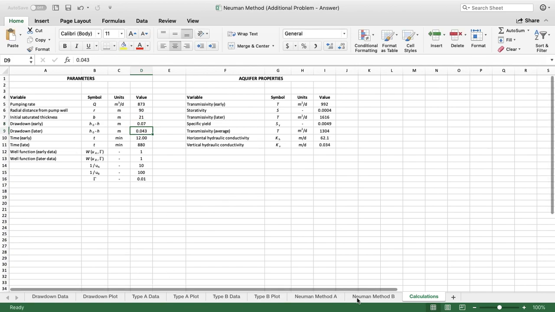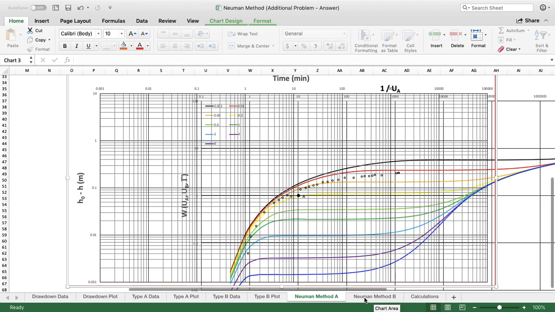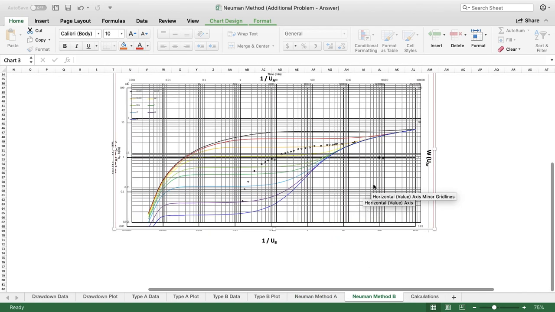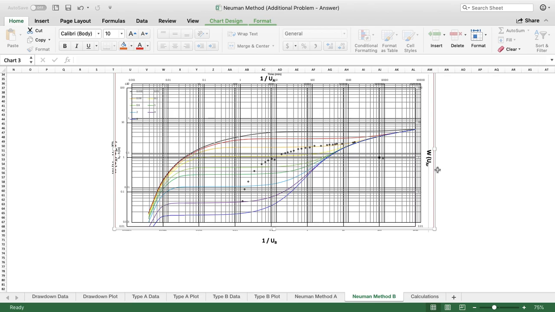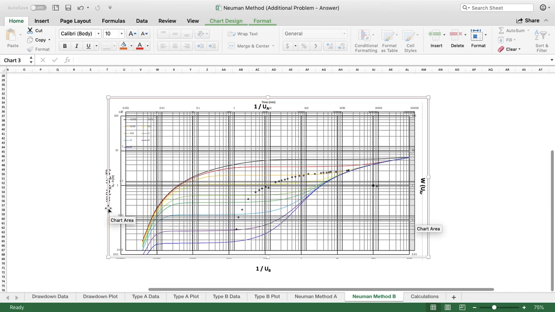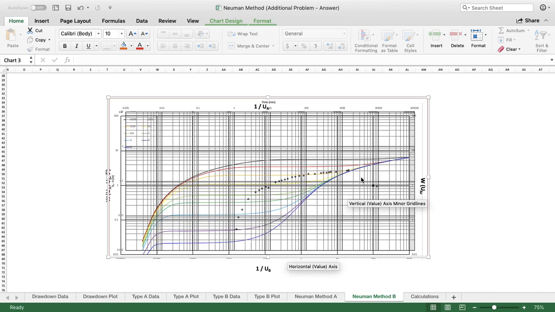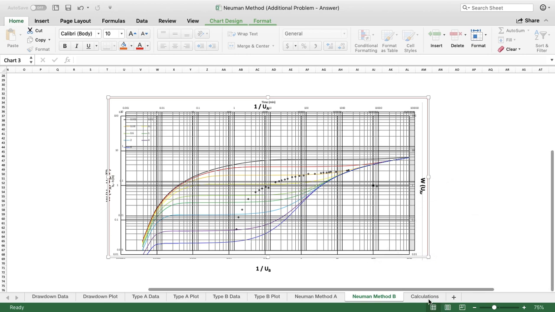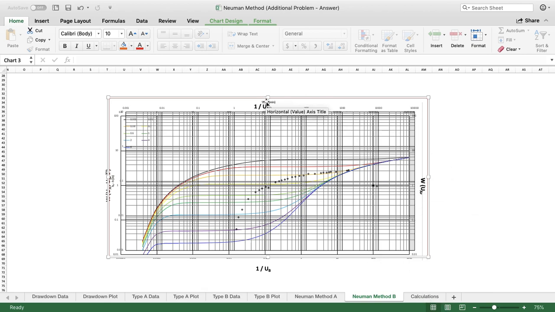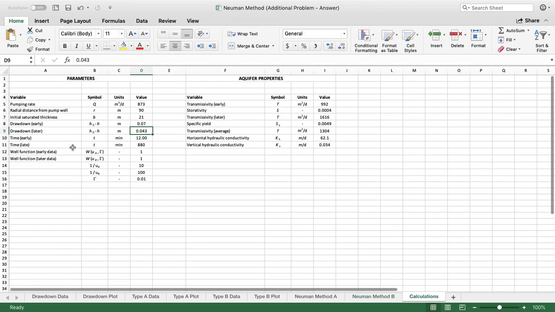Okay, then you're going to do exactly the same thing for the late time. This time we have point B, so make sure you get the points WB, 1 over UB for the first bit, and then time and drawdown for the second bit. Put all your numbers into the spreadsheet. Don't do anything else. Don't overthink it.